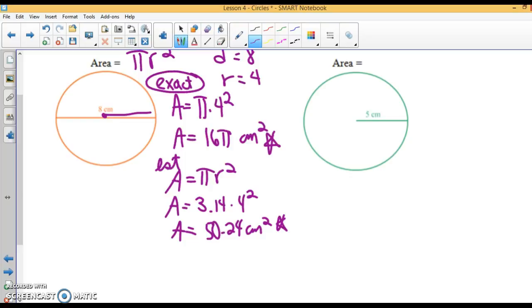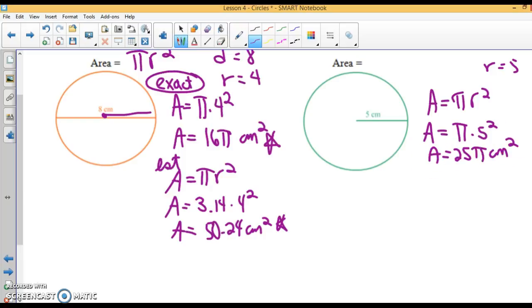All right, the area of this circle, pi r squared. The radius is 5, because look, that's the radius. So exact would be pi times 5 squared. 5 squared is 25. So 25 pi centimeters squared. Its estimate would be 3.14 times 5 squared, and you will get 78.5 centimeters squared. And I'm going to put an equal with a dot to show that we're estimating.